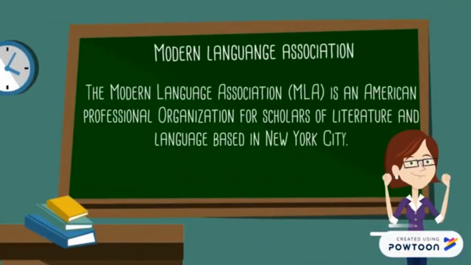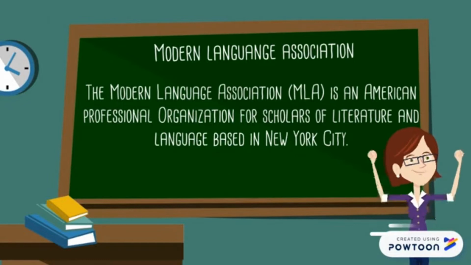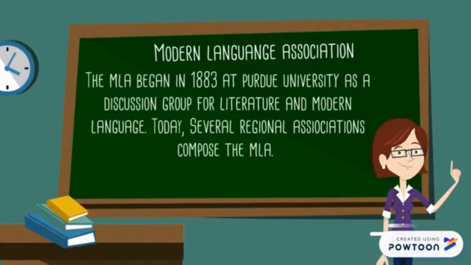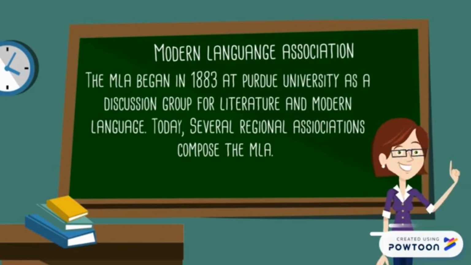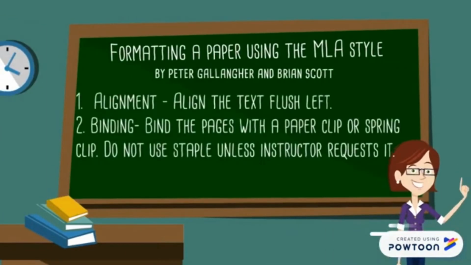The Modern Language Association is an American professional organization for scholars of literature and language based in New York City. The MLA began in 1883 at Purdue University as a discussion group for literature and modern language. Today, several regional associations compose the MLA. Formatting a paper using the MLA style by Peter Gallagher and Brian Scott.